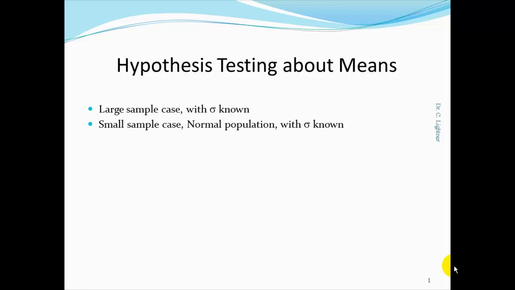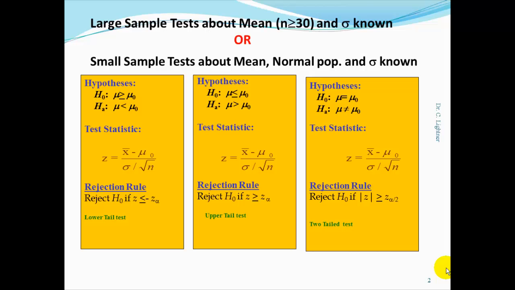Before beginning this section, make sure that you review the Introduction to Hypothesis Testing About Means section. In this section, we will discuss hypothesis tests about means when the population standard deviation is known. First, recall the three sets of hypotheses, test statistics, and rejection rules that we discussed in the Introduction to Hypothesis Testing About Means section. In this section, we will discuss a variety of hypothesis testing examples about means.